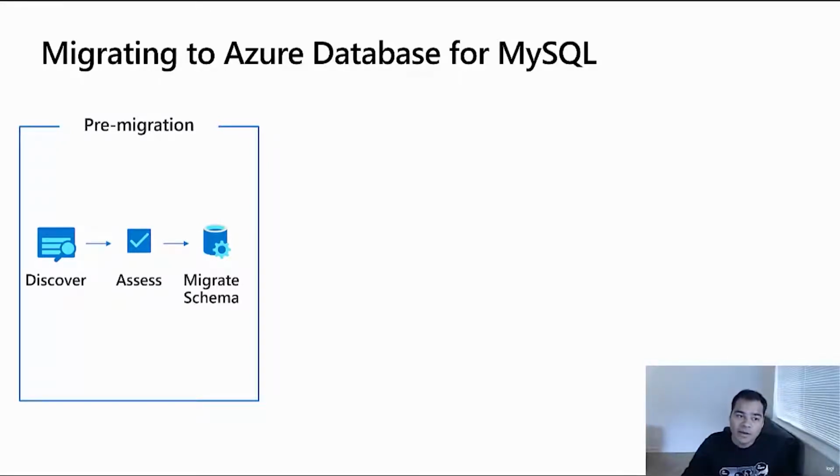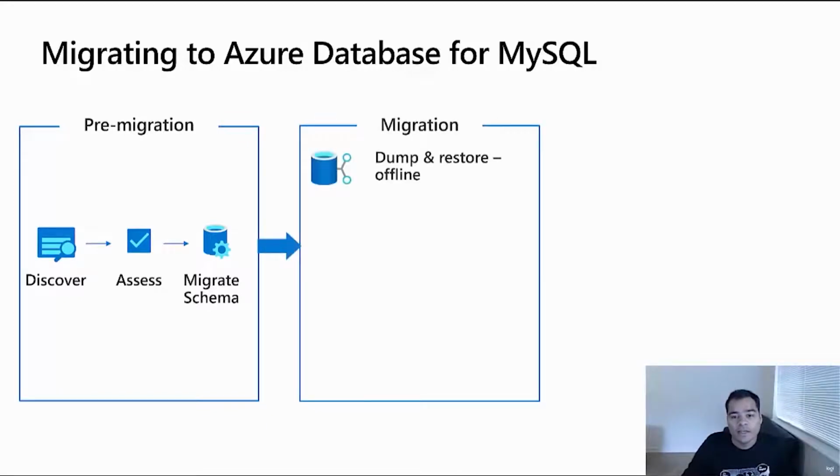Now let's see what other options are available to migrate to Azure Database for MySQL, and how one goes about it if they want to migrate. With Azure Database for MySQL, the first step is the pre-migration step, where you have to discover which databases and servers you have to migrate. You have to assess your database schema and see if it is the right fit for Azure Database for MySQL. Then you have to migrate the schema. These are the pre-migration steps which you have to perform while migrating to Azure Database for MySQL.